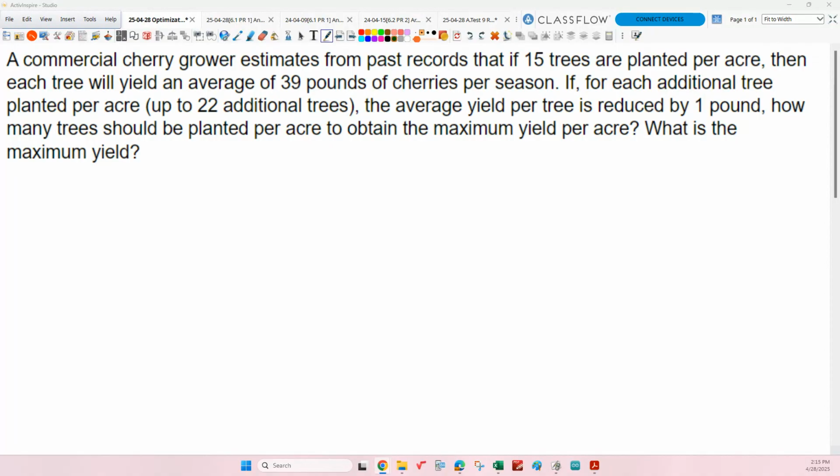Pretty hard to draw a picture here, but maybe we could define some variables at least. Number of trees per acre is probably going to be important, right? What are we going to call that? T for number of trees, I guess. Does that sound good? Okay, so T. So then, if that's true, we'll call the yield Y.